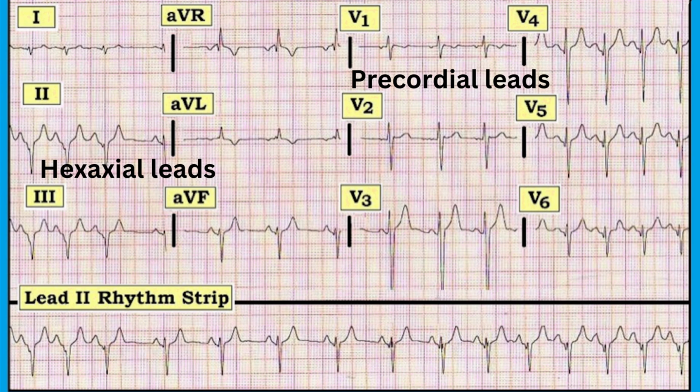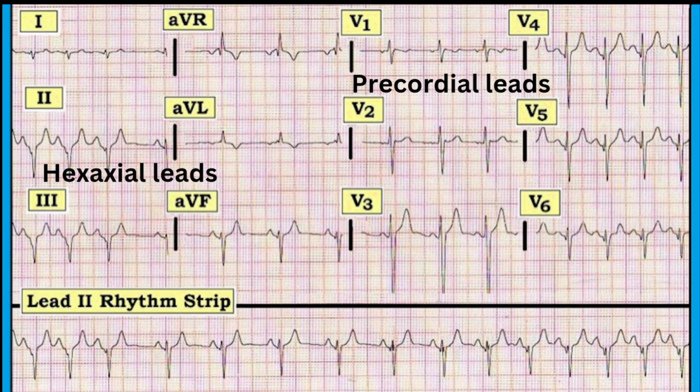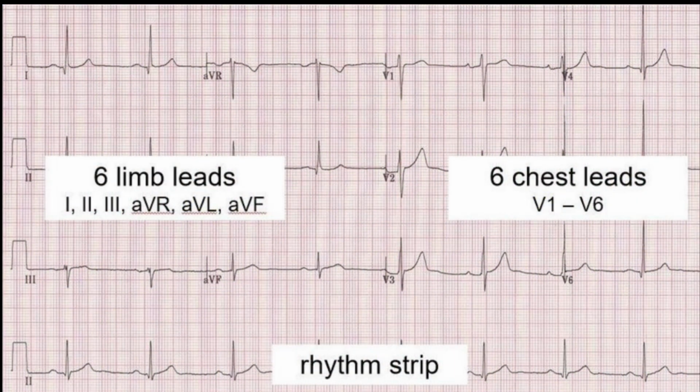In this rhythm strip, one lead is picked up from here and that lead is spread out beneath these leads. That is called a rhythm strip. You can use lead 2 as a rhythm strip. You can also use lead V1 as a rhythm strip. Now if you have understood these leads, you will be able to answer these simple questions.